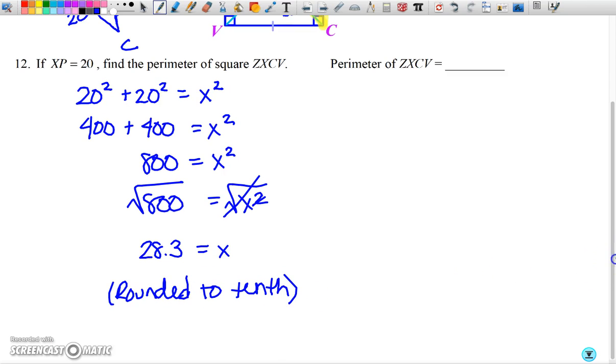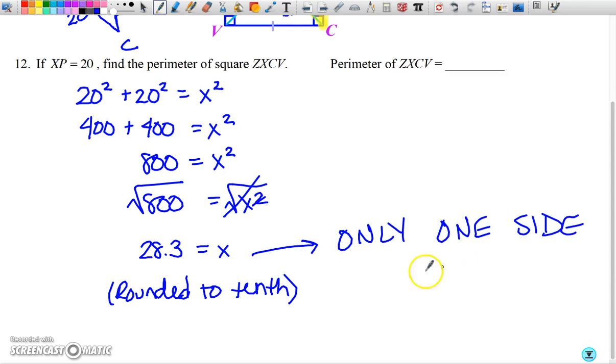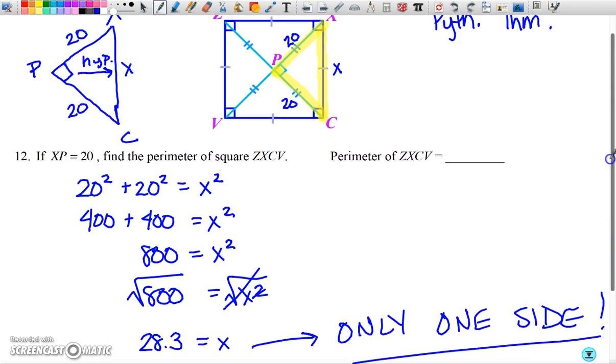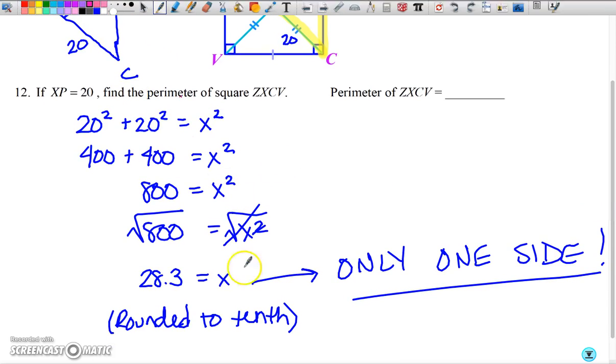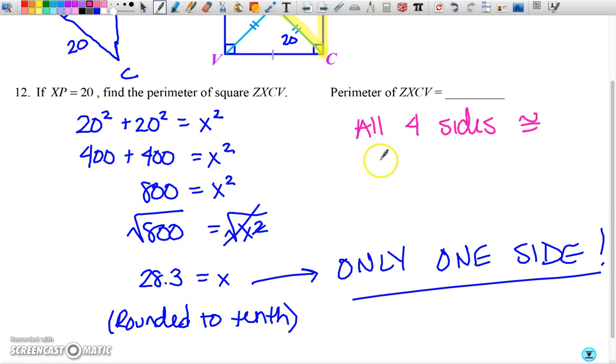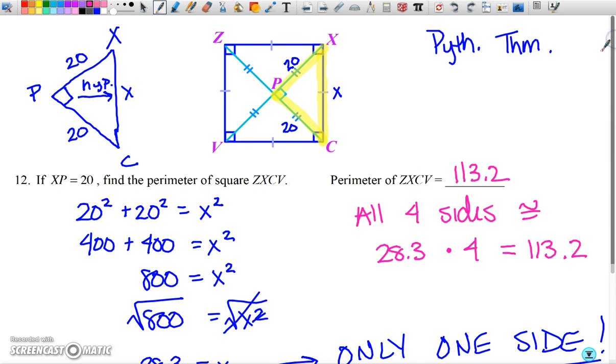Okay, but that is only one side. And it's asking you for the perimeter of the whole thing, and so that means we have 4 of them, all 4 sides, so all 4 sides are congruent, which means we have 28.3, and we have 4 of those sides, and that will give you a total of about 113.2. So 113.2 would be your perimeter of your square.